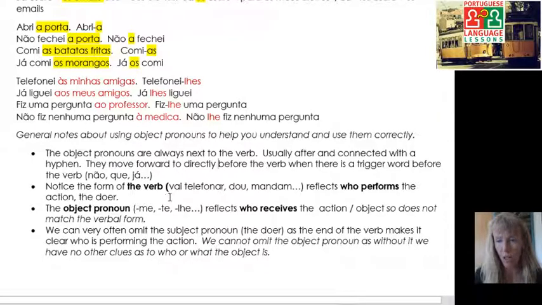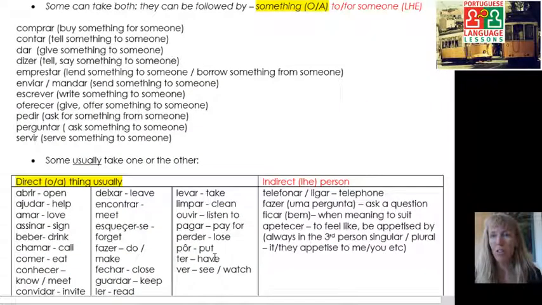Notice the form of the verb reflects who performs the action, the doer, and the object pronoun reflects who receives the action or the object, so it does not match the verbal form. Okay, this person or thing does nothing, therefore I do not need to change the verb. And we can very often in Portuguese omit the subject pronoun, the doer, as the end of the verb makes it very clear who's performing the action. We cannot omit the object pronoun, as without it we don't have any clues as to who or what the object is. Okay, so here we go.